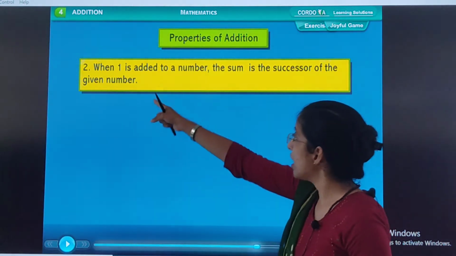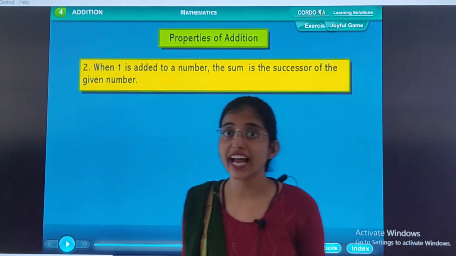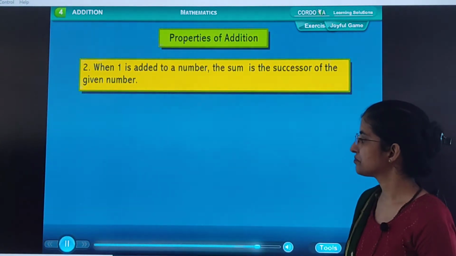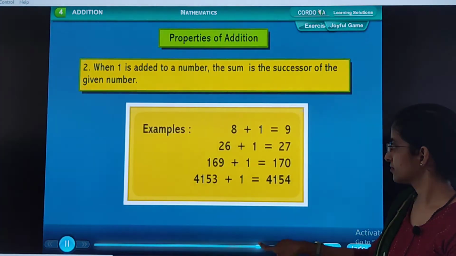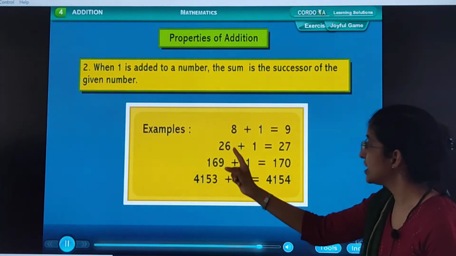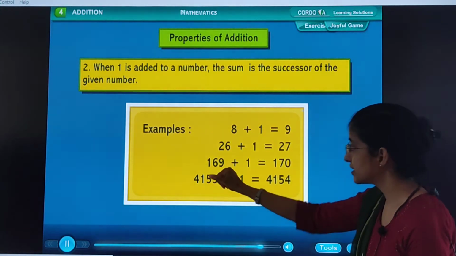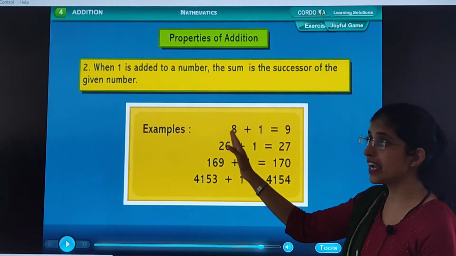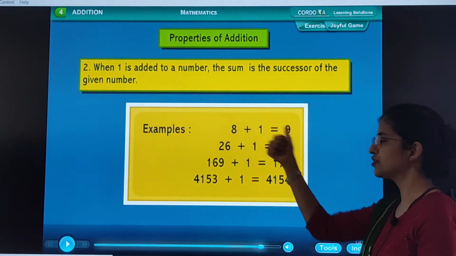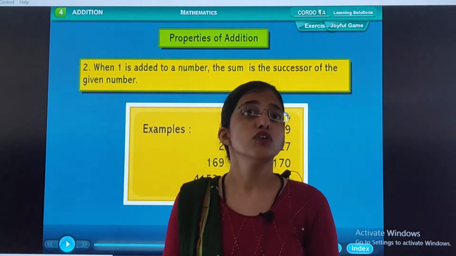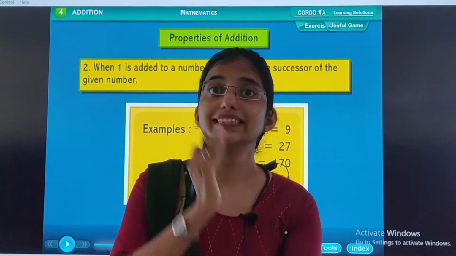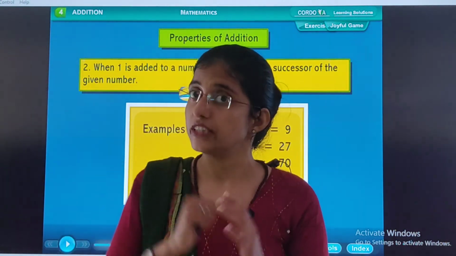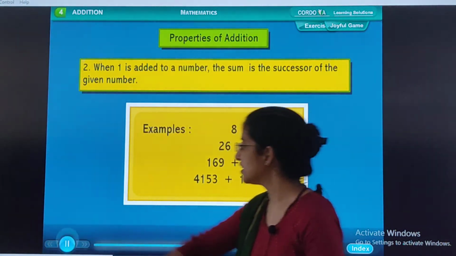So when 1 is added to a number, what we get? We get successor. Let's see the examples. 8 plus 1, 9. 26 plus 1, 27. 169 plus 1, 170. See, what is the successor of 8? 9. Successor of 26? 27. Very simple, now. Whenever we will add 1, we will get the successor of the given number. And successor is the number just after the given number. Let's see the third property.